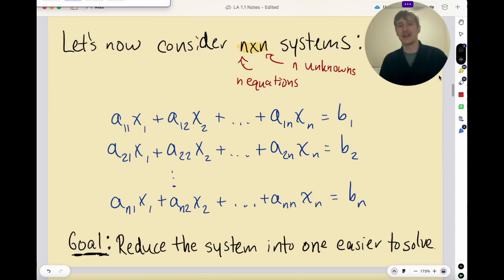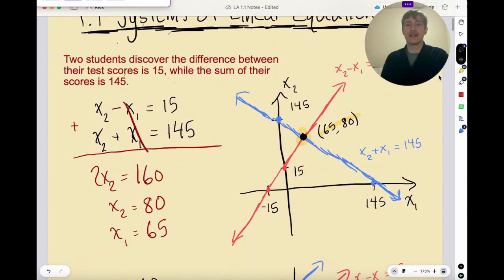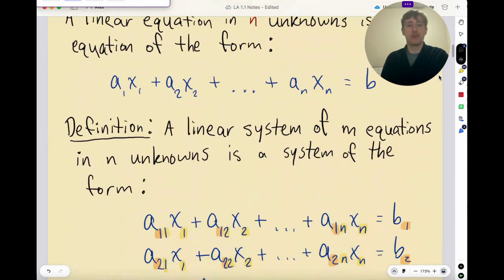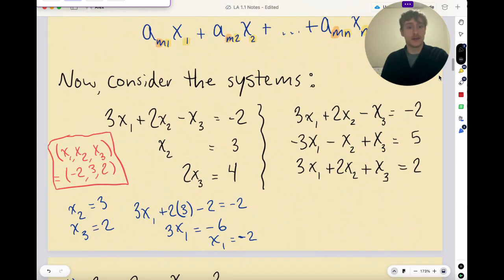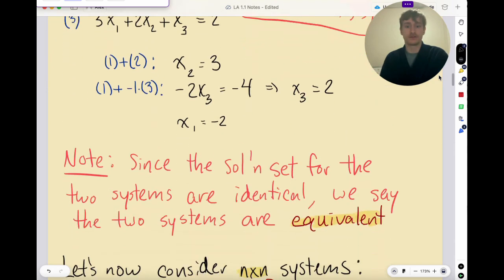Hey math fans, Alex here, and in the previous video we introduced systems of linear equations, and we started off with a very basic example of a 2x2 system, and we discussed the various cases in which that could happen geometrically. Then we moved on to a couple of examples of 3x3 equations, and we said that although 3x3 equations can look entirely different and geometrically can be very complicated and different, if the solution set is the same, which it very well could be, we call the systems equivalent.